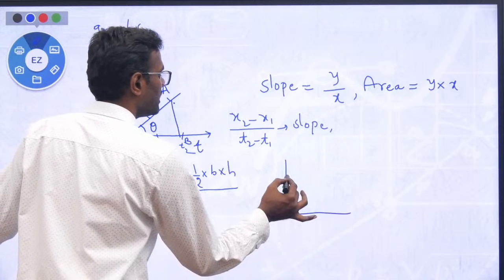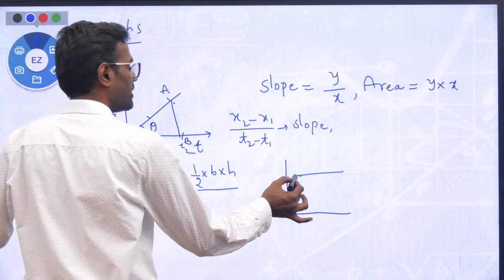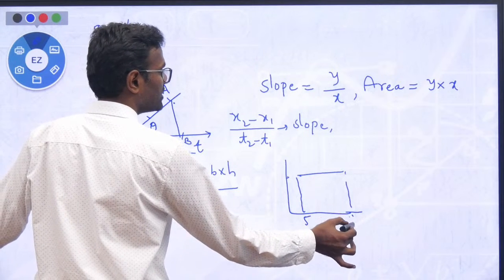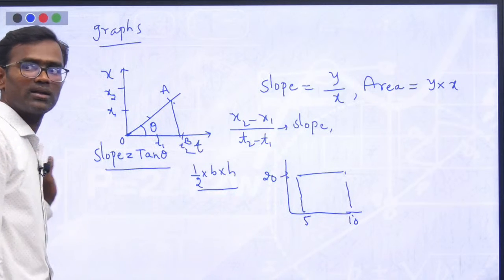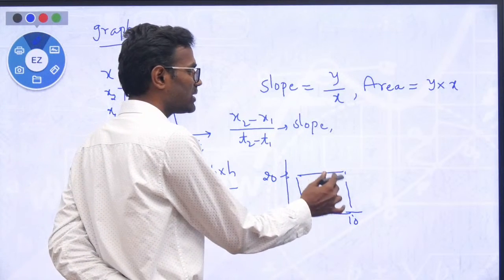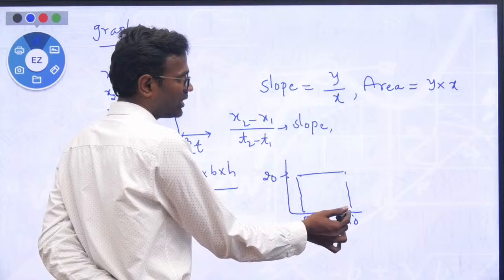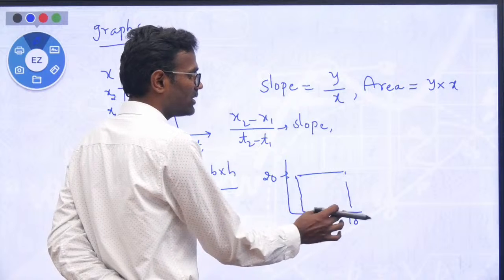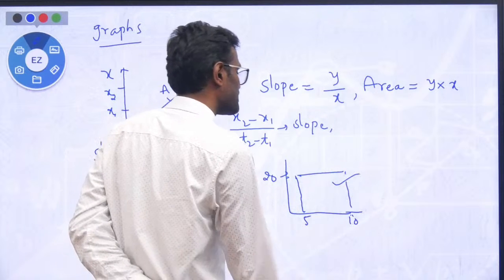Suppose sometimes the graph may be like this. You got a straight line like this. So then we will take like this. This is the value on x axis, some 5 units. This is some 10 units. So this corresponding value is 20. Then what is the area under the graph? Length into breadth, so it is in the rectangular shape. So this is the length, this is the breadth. So 10 minus 5 into 20. So like that we'll do sums.